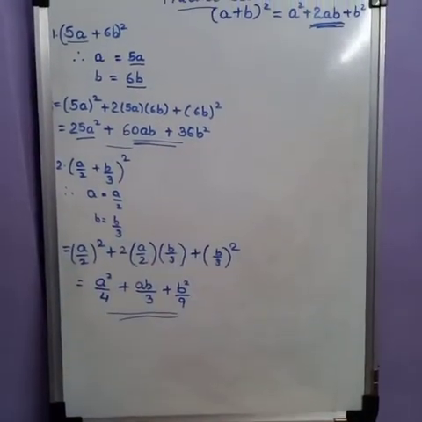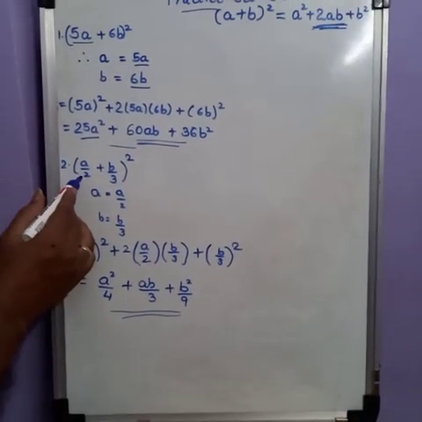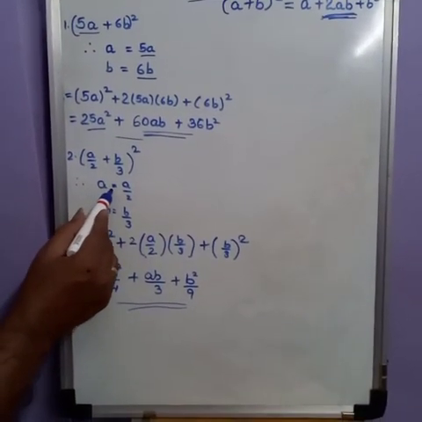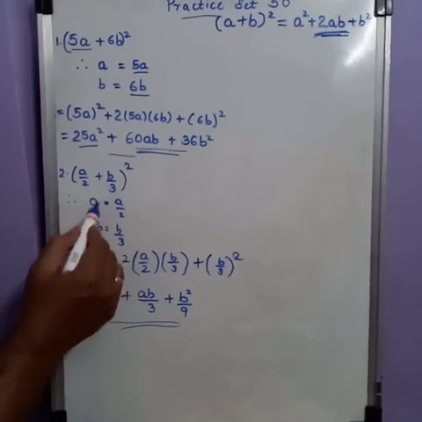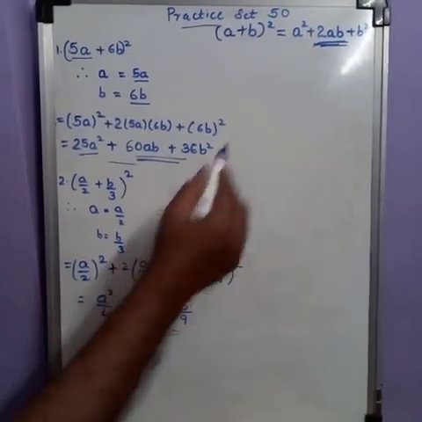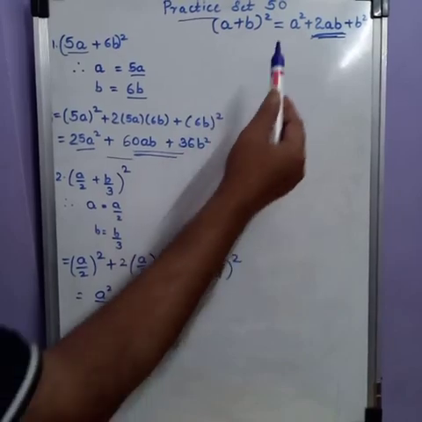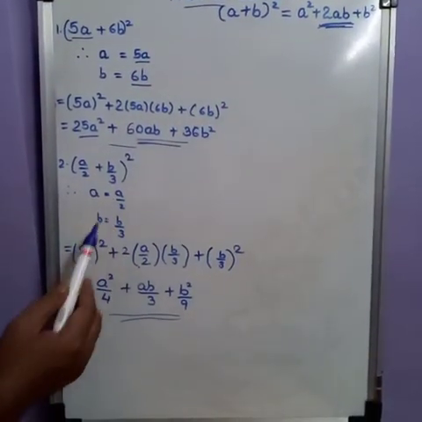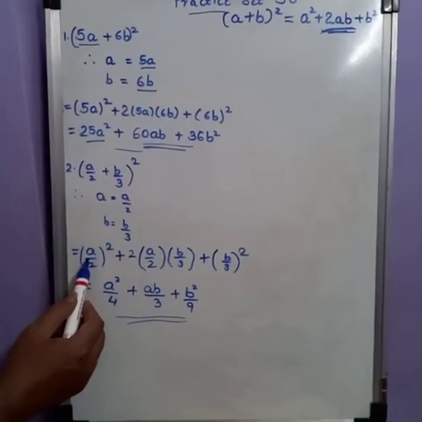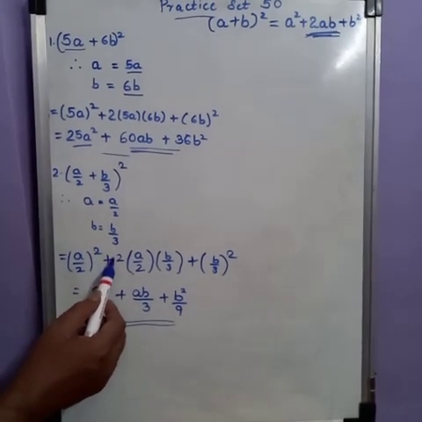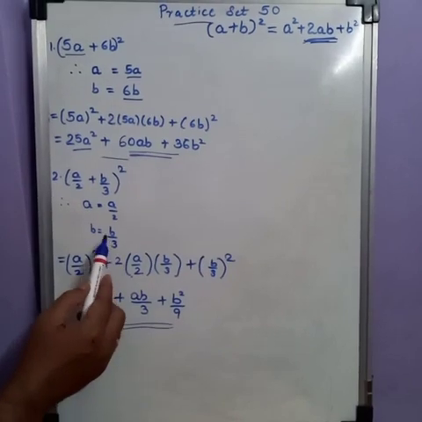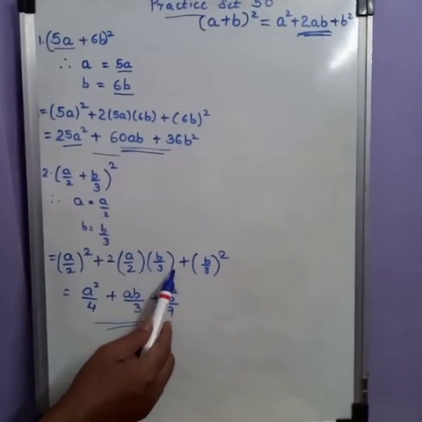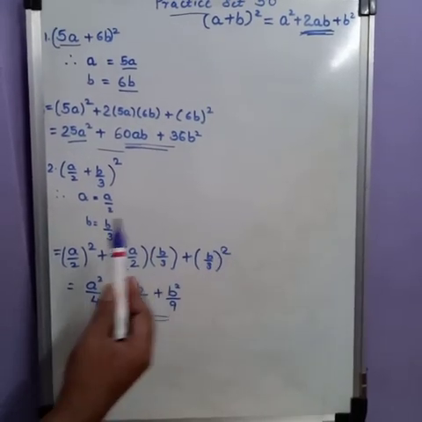In the same way, we will do the second sum, that is (a upon 2 plus b upon 3) the whole square. Here a we are considering as a upon 2 and b we are considering as b upon 3. Now we are going to write the same in the a square plus 2ab plus b square. In a we are taken as (a upon 2) the whole square, so (a upon 2) the whole square plus 2, then a is a upon 2 into b upon 3, plus (b upon 3) the whole square.